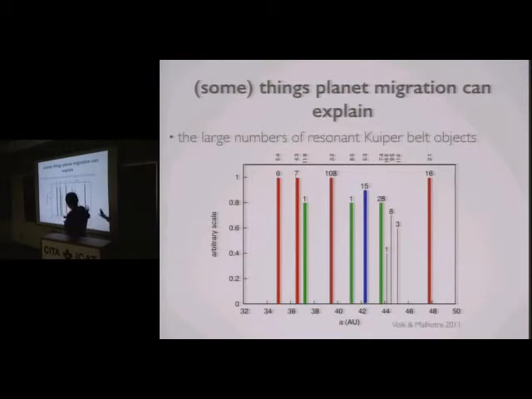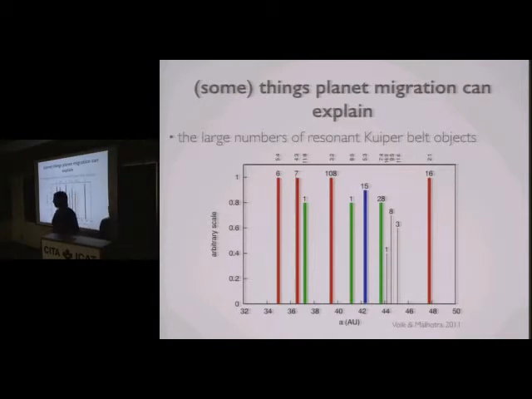So this is just a cartoon of all of the mean motion resonances that are observationally occupied between Neptune's orbit at 30 AU and about out to 50 AU. And these are the numbers of objects in each of these resonances. That's a lot of objects in resonance. And without some capture mechanism, you would not expect to see that many objects in resonance with Neptune, especially in some of these really high-order mean motion resonances.